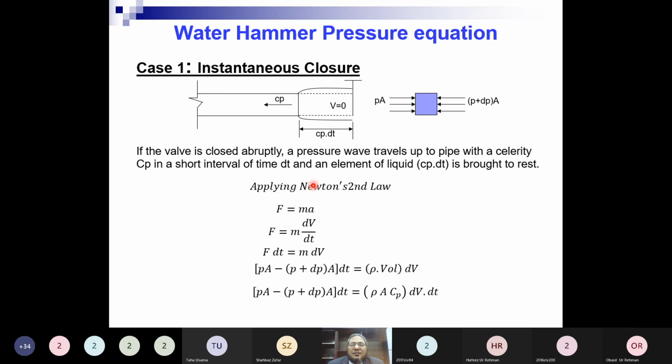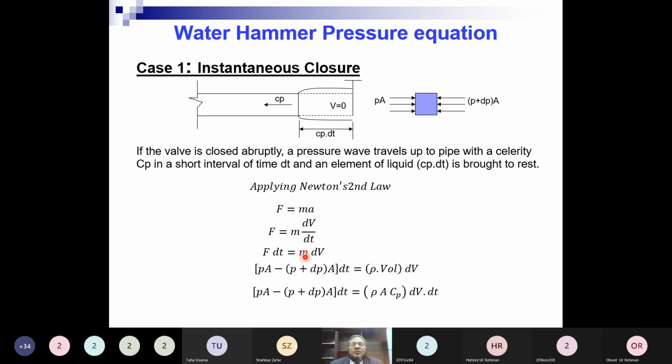And which equation describes the inertial effect? Which law do we have? That is Newton's second law. According to Newton's second law, F is equal to M times A. Here acceleration is dv over dt, the change in velocity with respect to change in time. So taking this dt over there, this would be F into dt equals M times dv. And how can you compute F? Pressure into area is the pressure force acting here, minus this pressure force, P plus dp, which is the change in pressure, into A. And this dt is the same as this one.